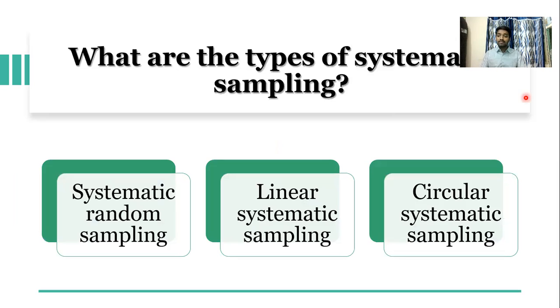So what are the types of systematic sampling? Under systematic sampling, we have three types. Which are the three types? One is systematic random sampling, linear systematic sampling, and circular systematic sampling. We'll go through them one by one briefly now.